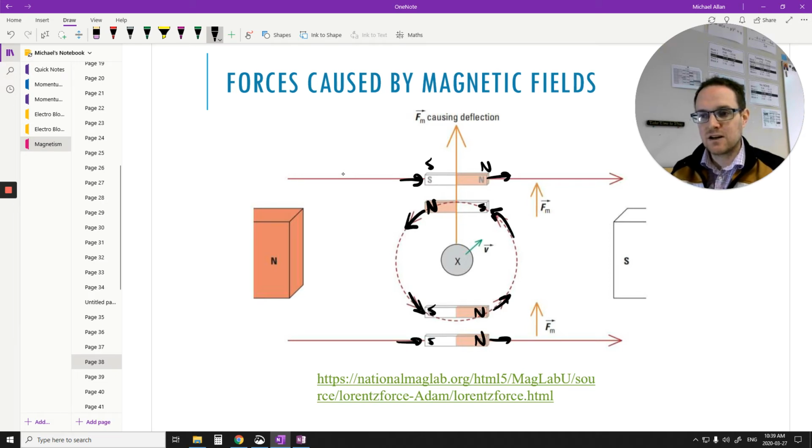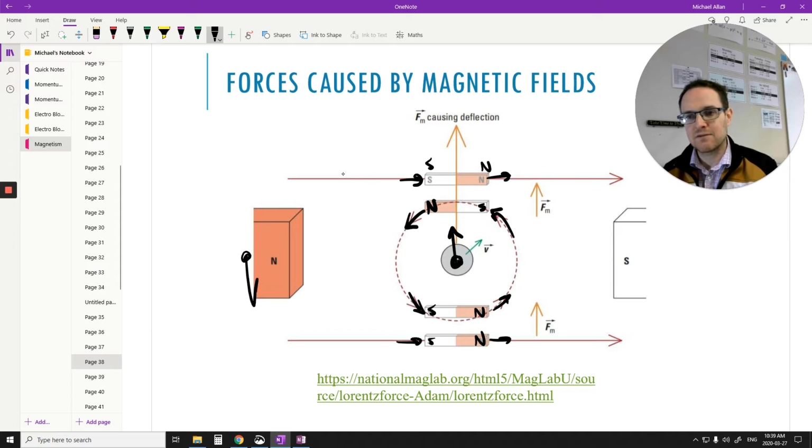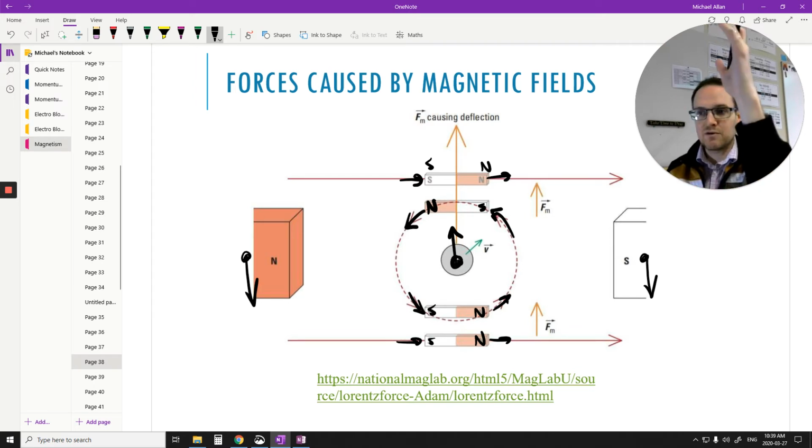These are both like poles, so they're going to repel each other. So there's going to be a force on this wire now. There's a bunch of electrons all going in the same direction. So the wire is going to be forced upwards. These magnets, like I said before, are going to get forced downwards, but usually they're stationary. So they won't move too much, but the wire will be forced upwards.